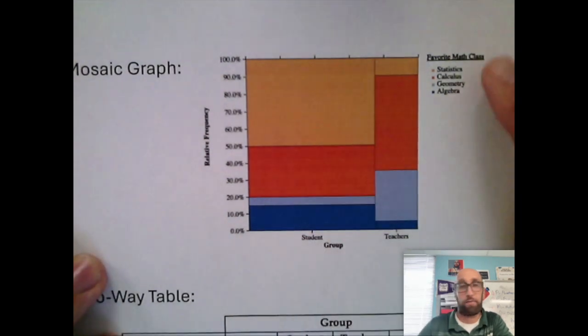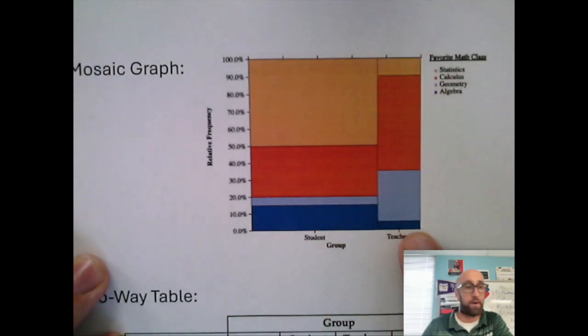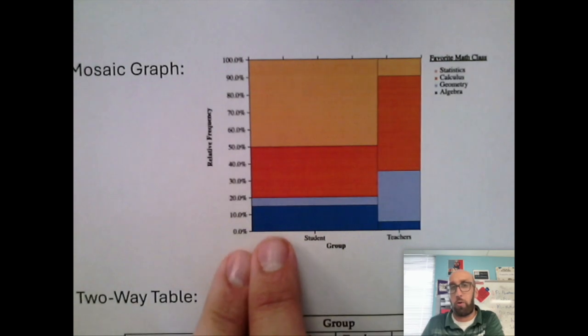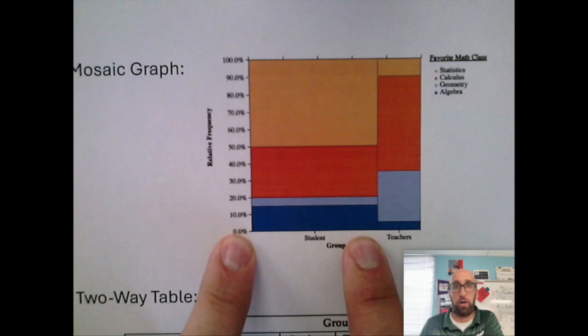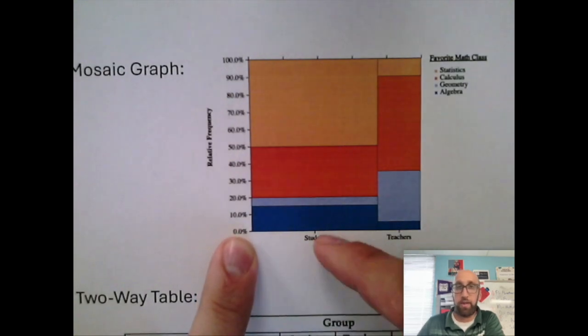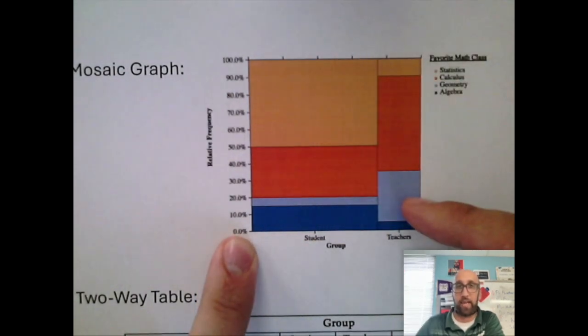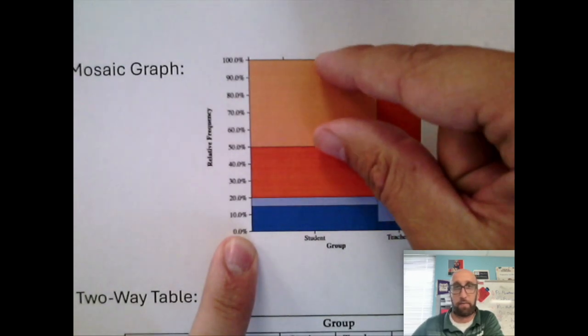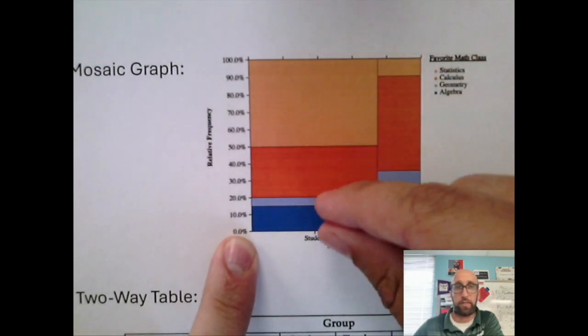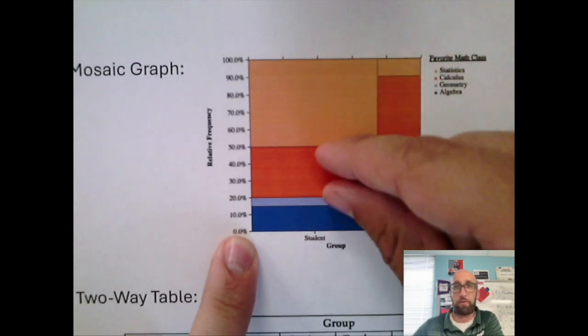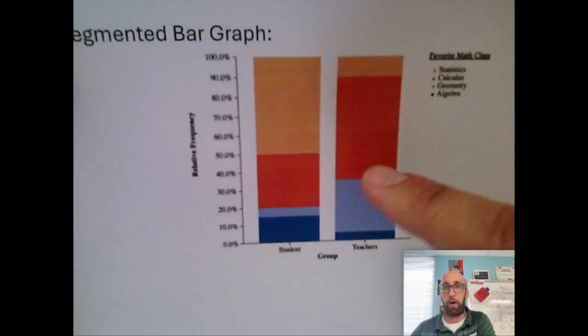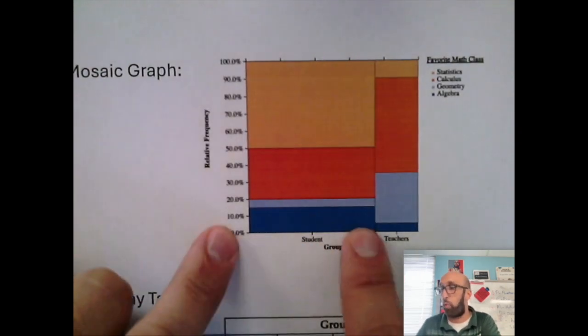Hey, students, what's your favorite math class? Hey, teachers, what's your favorite math class? This is going to look very, very similar to my segmented bar graph. But what you should know is the width, how wide these bars are, has changed, okay? The different heights is exactly the same, okay? This is still going to span 50%, 30%, 5, and 15. The vertical spanning is the exact same as my segmented bar graph and my bar graph. What changed is the width.